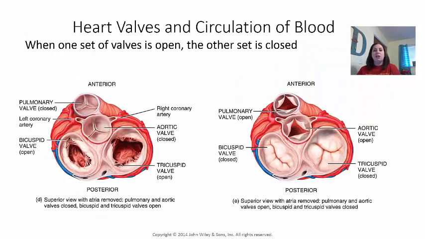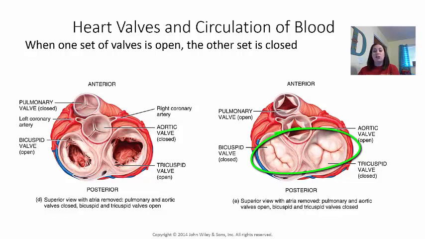So if we're looking here at the heart valves and their circulation, when one set of valves is open, the other set is going to be closed. So in the first picture here, you're going to see that the valves between the atria, because the atria have been cut off here, so you can't really see them, you'll see that the valves from the atria to the ventricles are open in this first picture. However, the semilunar valves are closed. When the semilunar valves are opened, the AV or atrioventricular valves, the tricuspid and bicuspid valves, are closed.